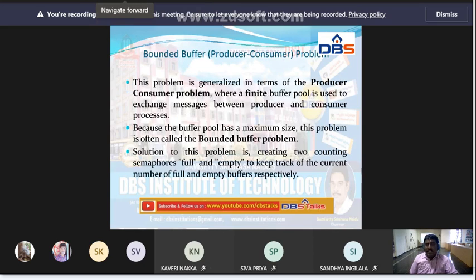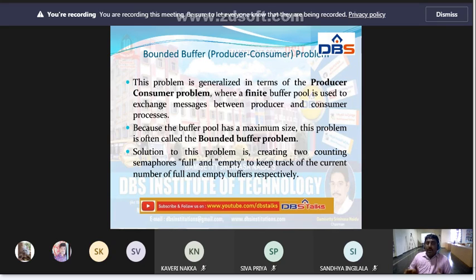So first is the bounded buffer, or producer consumer problem. What does this mean? This problem is generalized in terms of the producer consumer problem, where a finite buffer pool is used to exchange messages between the producer and consumer processes. Here there are two processes: first the producer process, next the consumer process. These two processes exchange messages by using the finite buffer pool.